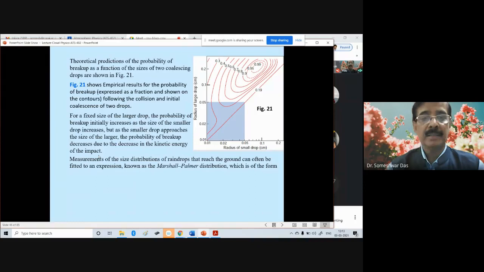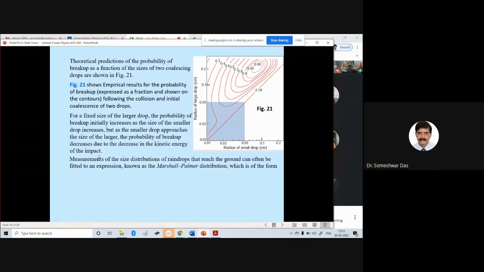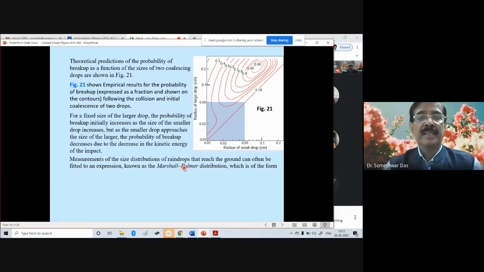Measurements of the size distribution of raindrops that reach the ground can often be fitted to an expression known as the Marshall-Palmer distribution. This is a very standard relation, which provides us the size distribution of raindrops. Sometimes, in modeling of the cloud microphysical parameters, many times we have to estimate the size distribution of the water droplets inside the clouds.